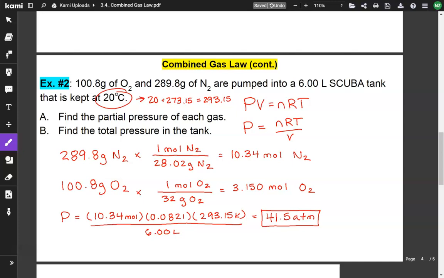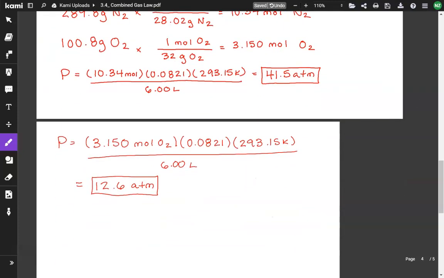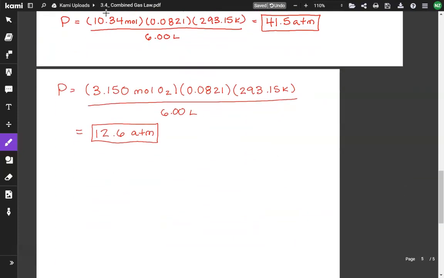The second part asks us to find the total pressure. So we just add them up. P total is going to be equal to the sum of both pressures. Nitrogen was 41.5 atmospheres, and oxygen was 12.6 atmospheres. We add those together and we end up with 54.1 atmospheres.